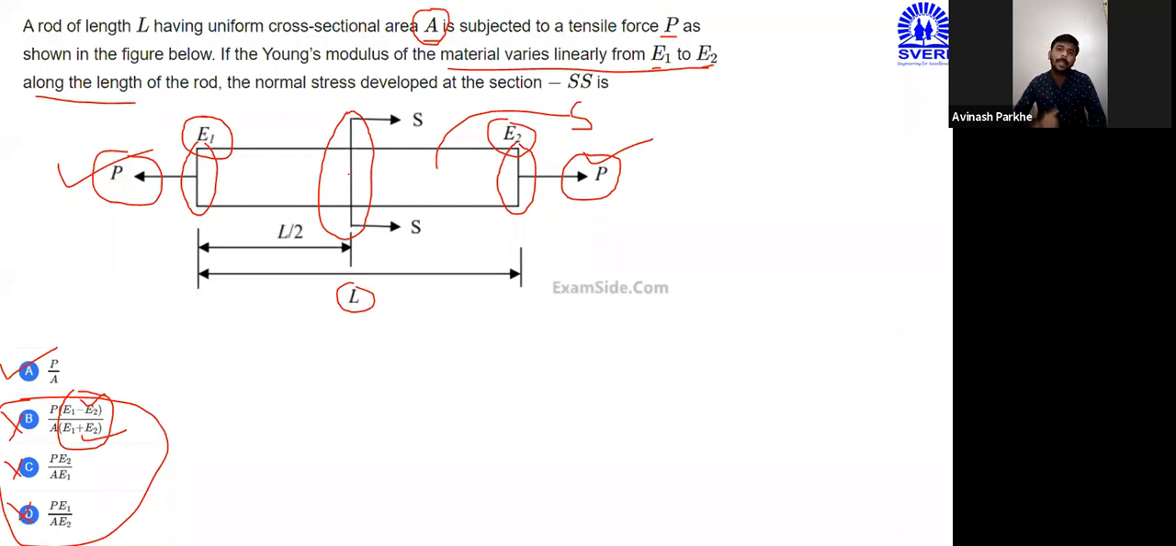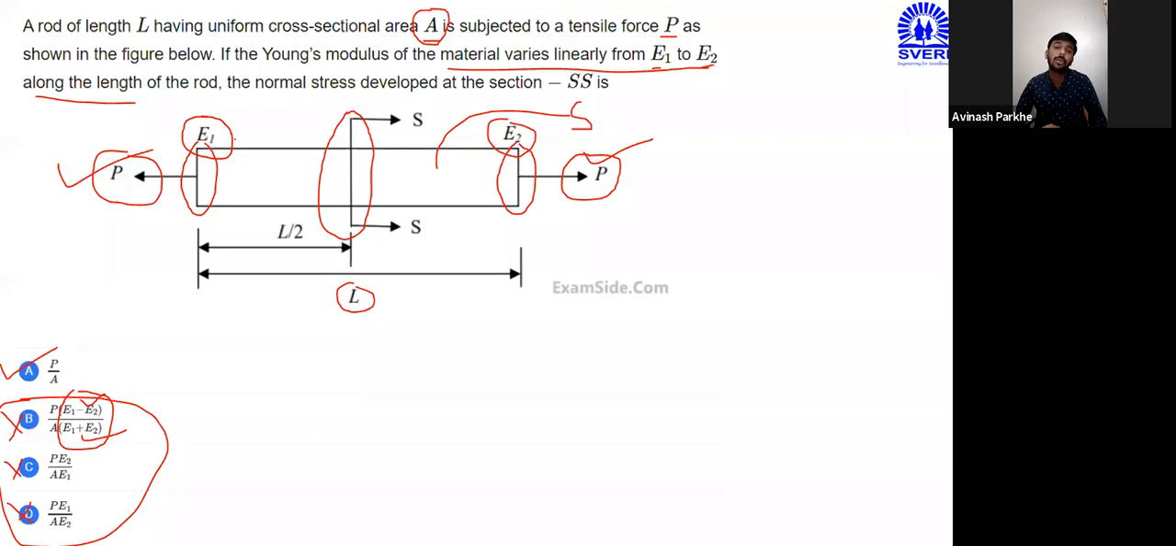Already we have calculated our final answer, that is, the normal stress developed at this particular section, or in this whole rod, is equal to P upon A. Young's modulus does not vary from E1 to E2. Just this is given for your confusion purpose. Young's modulus varies from E1 to E2 along the length of the rod, but this is given just for confusion.